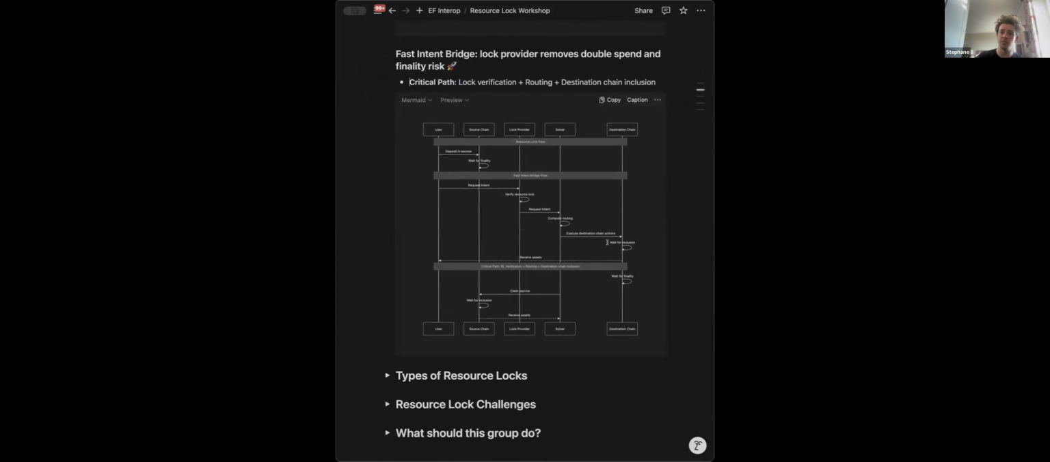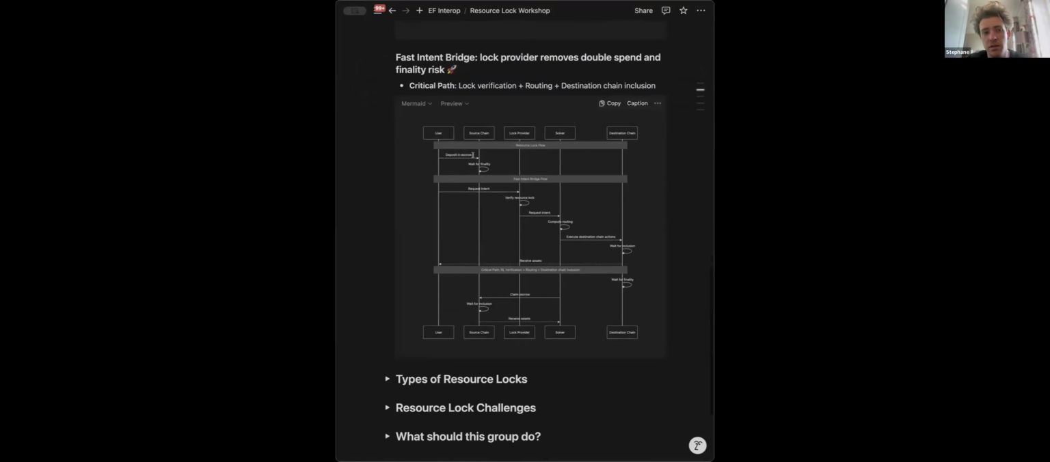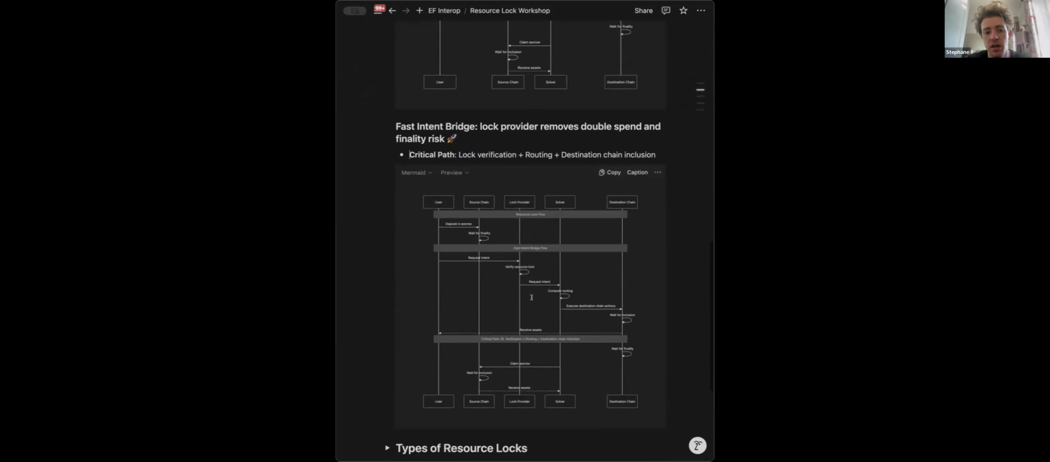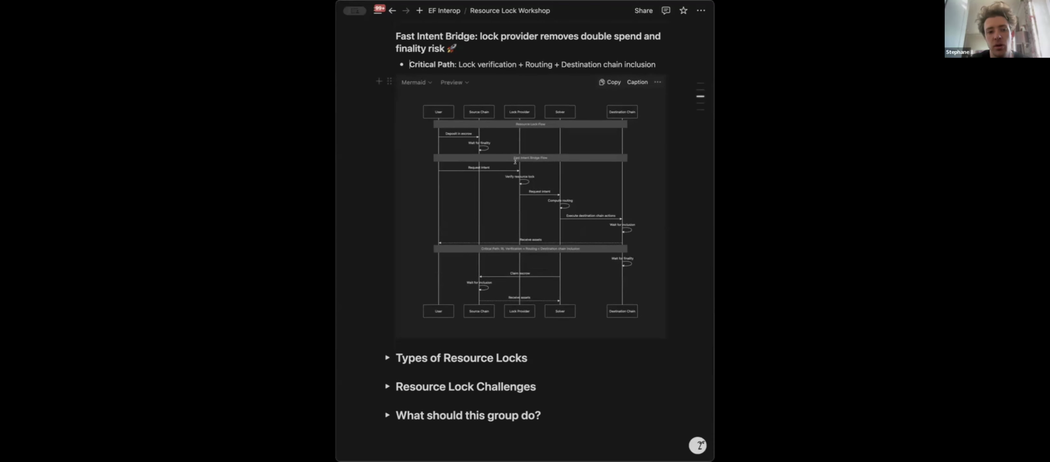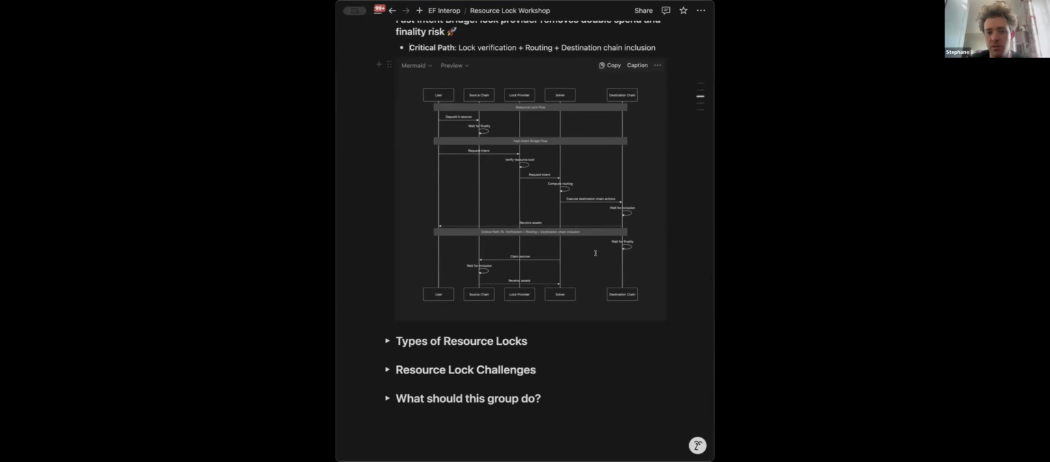Now, what's involved as part of resource lock is essentially to say that your escrow step, which you have as a first step in the intent bridge, is happening ahead of time, and the user can do that deposit and spend it multiple different times. And so you have the verification and the routing, and then the destination chain inclusion before you can receive the assets. And then the rest of the flow is exactly the same as you would do inside the traditional intent bridge design.